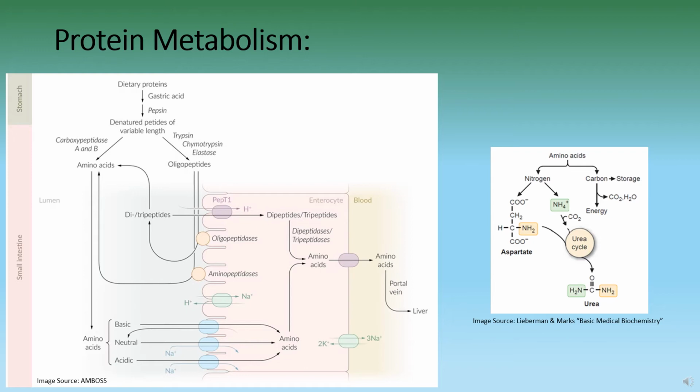These smaller peptides and amino acids are absorbed by intestinal epithelial cells called enterocytes. Within these cells, more enzymes break the remaining peptides down into amino acids, which are then transported through the portal vein to the liver. In the liver, they go on to enter the urea cycle.